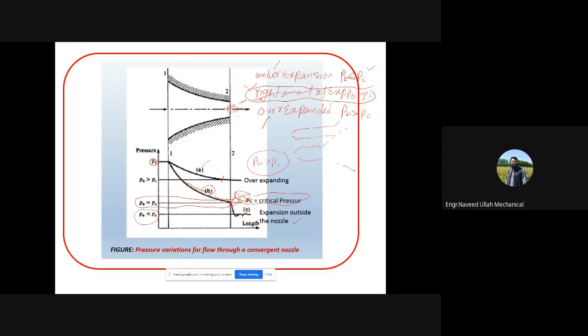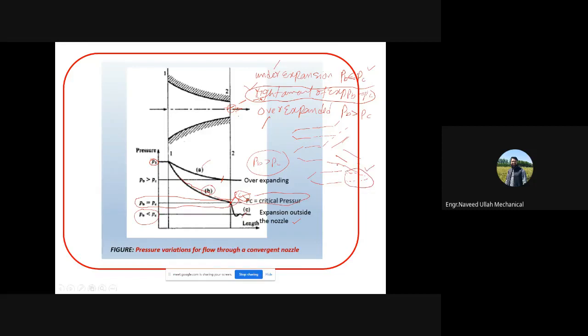This is under expansion, okay? This is under expansion. In over expansion, what happens is that the exhaust will be like this, because it actually tries to compress the exhaust, compress this jet, okay?